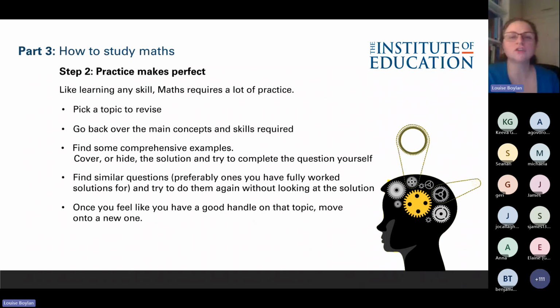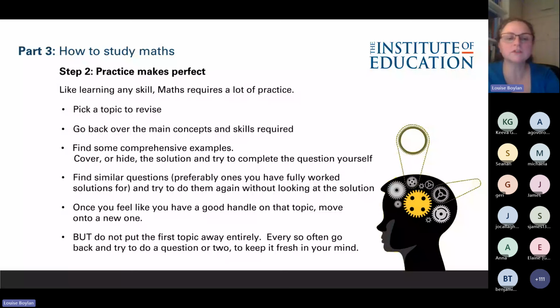So you're going to spend some time this weekend doing some integration. Once you feel comfortable with your integration, put it to the side, pick a new topic. But don't put it away entirely. Don't go, that's it now, that's integration done until June. Come back to it, but just come back to it in little bits.